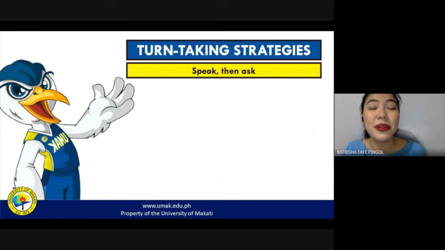For example, whenever you are communicating with a person, it's better if you speak first, talk about whatever it is that you want to say, talk about whatever it is that you want to relay, and then ask a question. Asking questions elicits answers from your listeners. So it is an essential strategy as well in turn taking.